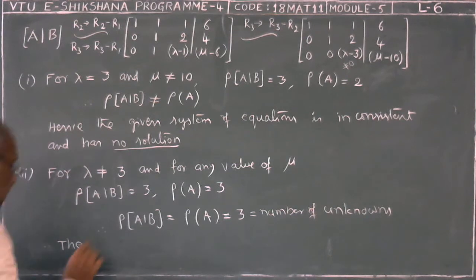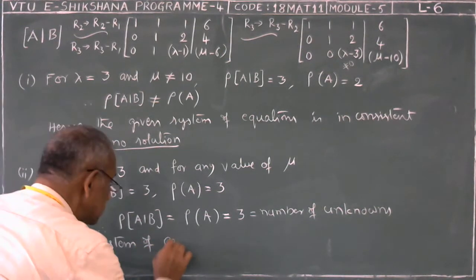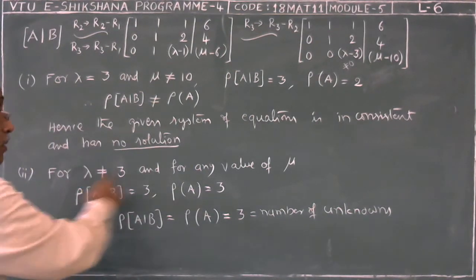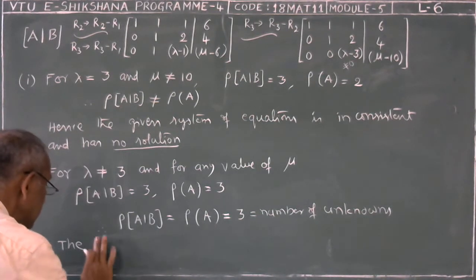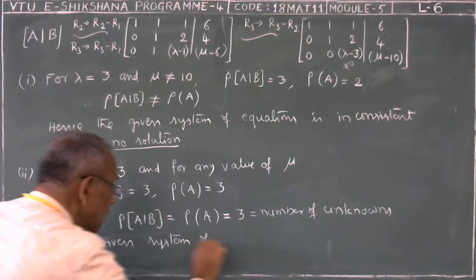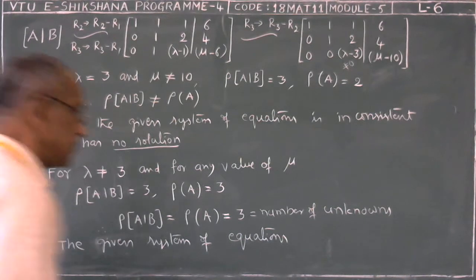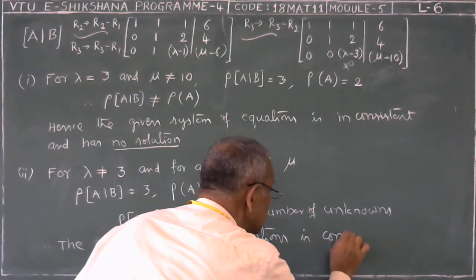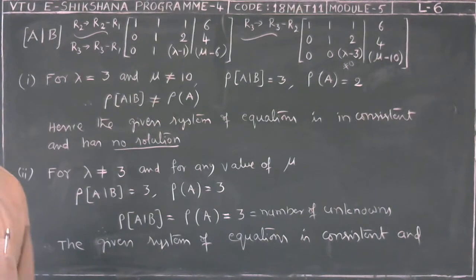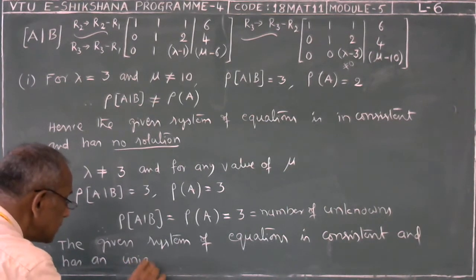Therefore, the given system of equations, for lambda not equal to 3 and for any value of mu, is consistent and has a unique solution.